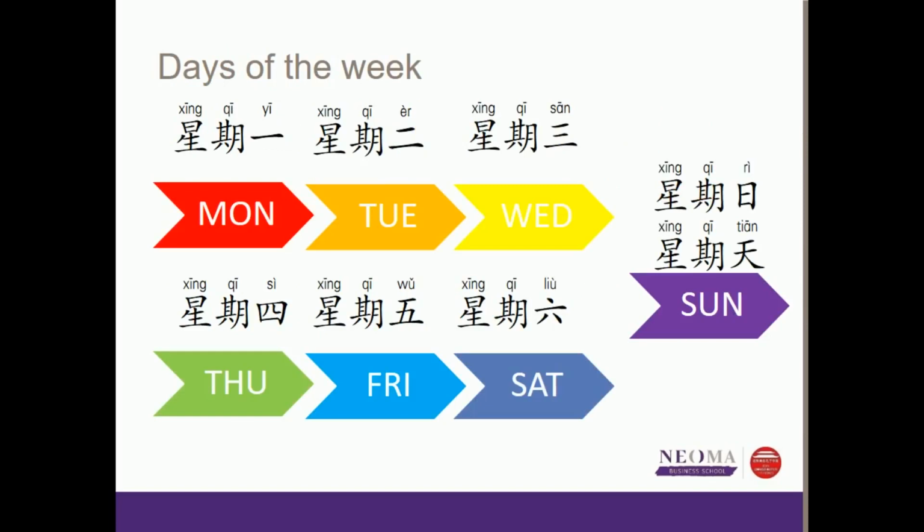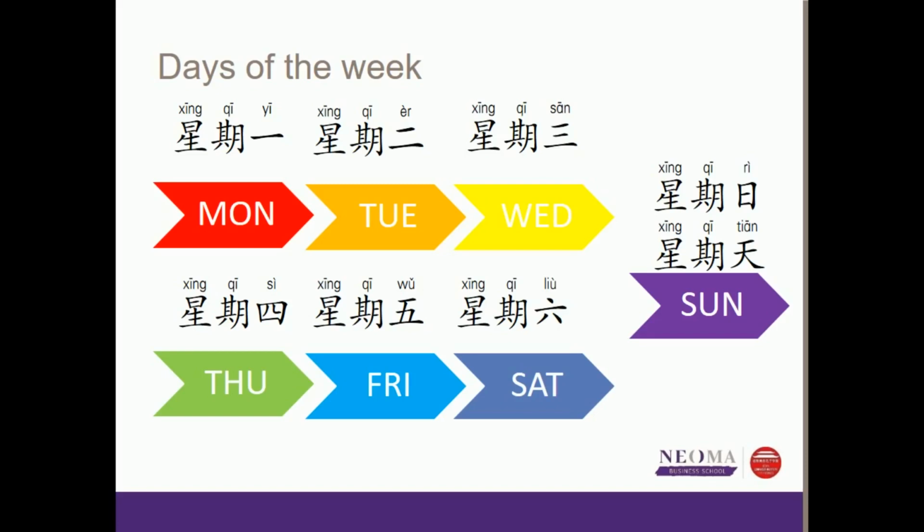From Monday to Sunday, we consider Monday the first day of each week and Sunday the last day of each week. Monday is 星期一, Tuesday 星期二, Wednesday 星期三, Thursday 星期四, Friday 星期五, Saturday 星期六. For Sunday, we say 星期日 for formal or written format.